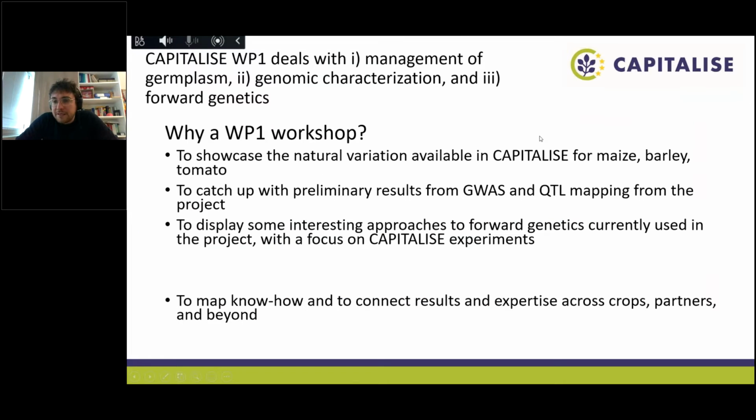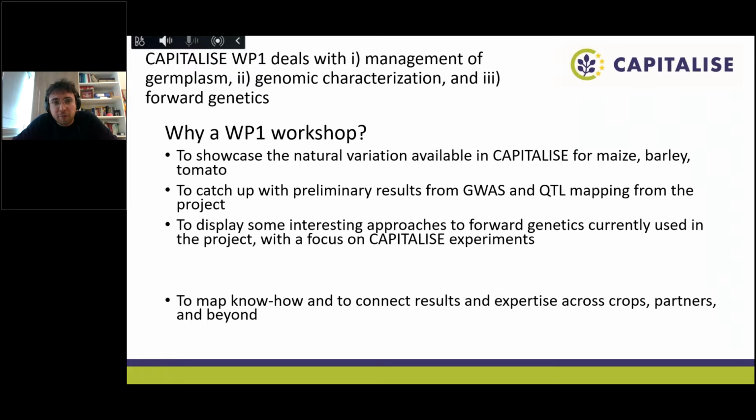Work Package 1 is the work package within CAPITALISE which is presenting this workshop. Work Package 1 deals with the management of the germplasm collection in the project, deals with the genomic characterization of these germplasm resources, and overviews the forward genetic approaches which are used to identify QTLs, to perform QTL mapping and GWAS on the panels of diversity. This is basically what you will hear about today on different crops, and I will shortly come to the program that we prepared for you.